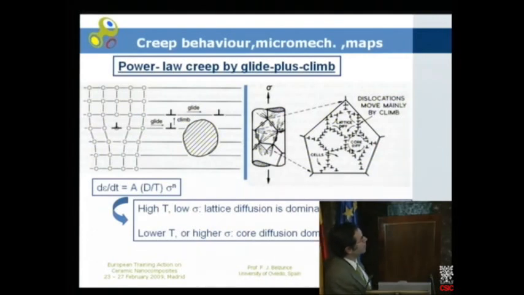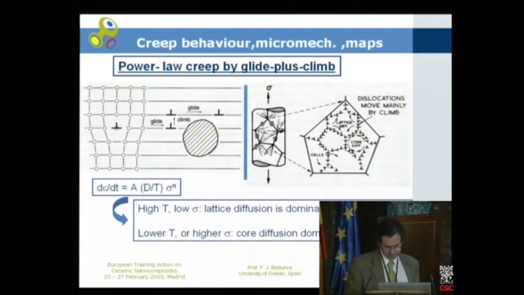Here you can see, for example, a specimen submitted to stress, and here is a typical arrangement of dislocations in the material. Here you can see the core diffusion, which is related to the core of the dislocation, and here is lattice diffusion, which is a more general diffusion process.